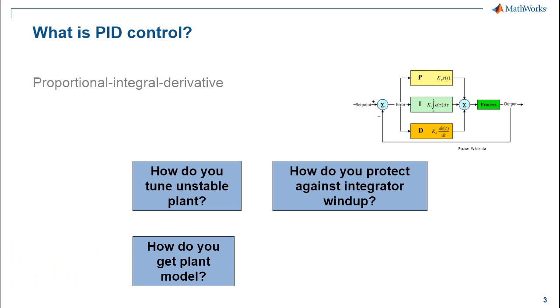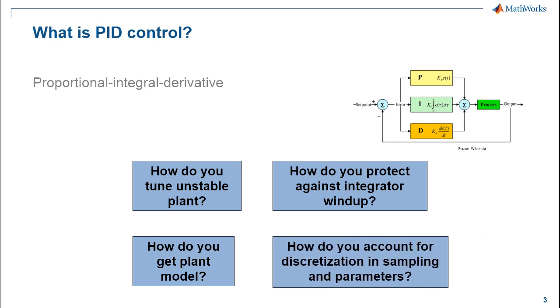A lot of times people do the tuning based on their understanding of the plant dynamics, but if you don't have the plant model, how do you tune then? And another issue, and that's not an exhaustive list but just some examples, is that if you're targeting a fixed point microcontroller like we started discussing here, you need to worry about discretization, sampling time, and parameter values. So how do you effectively do that?